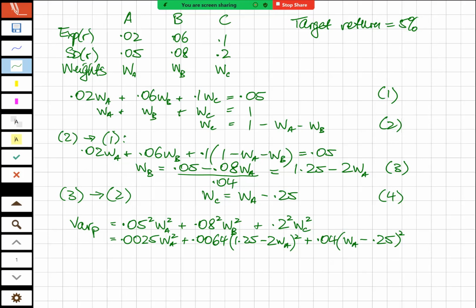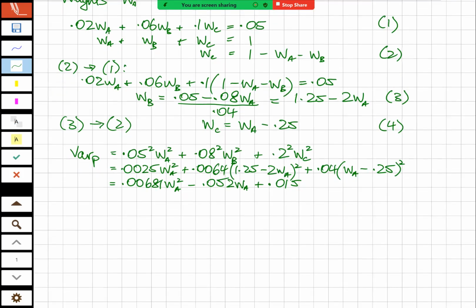Now, when we expand this, calculate it out, and collect like terms, we will end up with 0.00681 WA squared minus 0.052 WA plus 0.015. We'll call this equation 5.